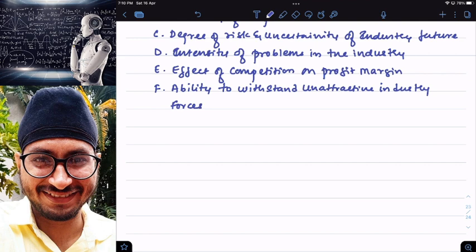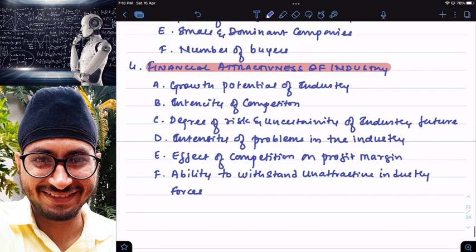Here, it means even though the industry is unattractive, even though there is a threat in the industry, but you are very sure that you can convert this threat into opportunity, then enter into the industry, right? When you are sure. These are examples of the financial attractiveness of an industry.